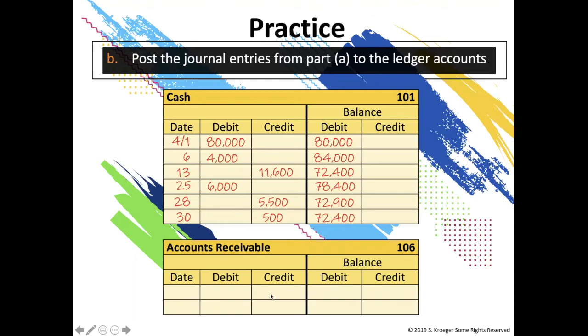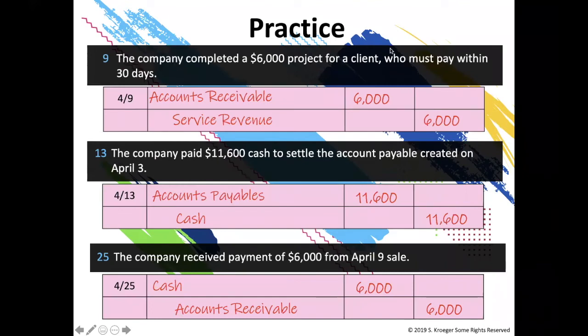Next, we're going to do the accounts receivable ledger account. There are going to be two entries that we're going to put in here. Let's look for them now. As I scan through my journal, I can find the two accounts. On the 9th, we have accounts receivable as a $6,000 debit. And then on the 25th, we have accounts receivable as a $6,000 credit.